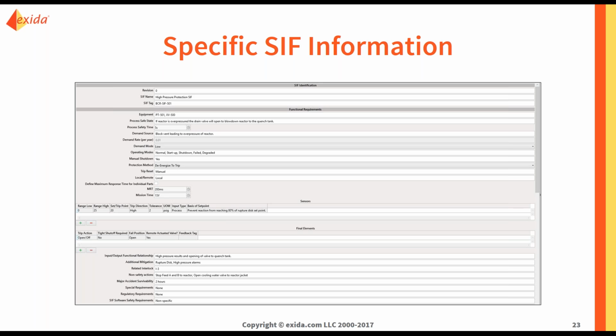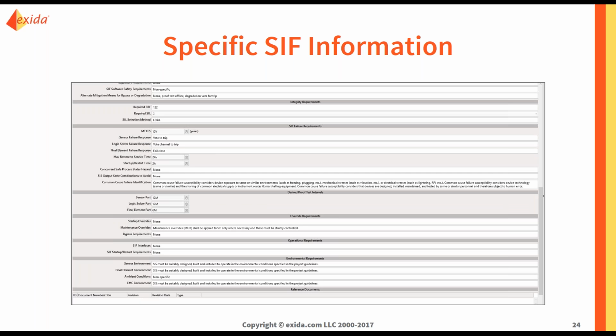Again, this information might have already been defined in the process hazard analysis or the layer of protection analysis, and it is automatically transferred into this template, just like the demand rate. We do have a description of the functional relationship between inputs and outputs, additional mitigation, related interlocks, etc. And then the next slide continues this SIF-specific information.